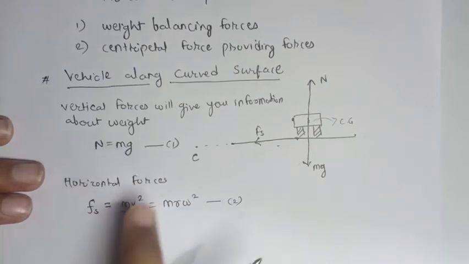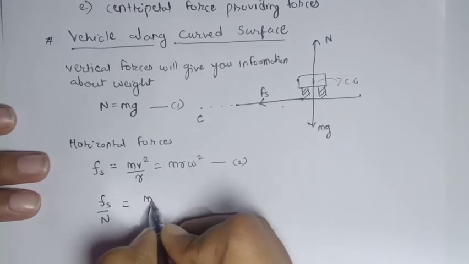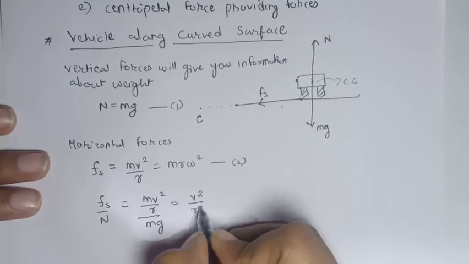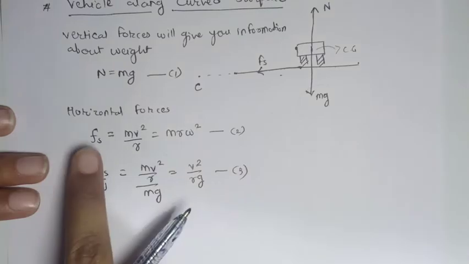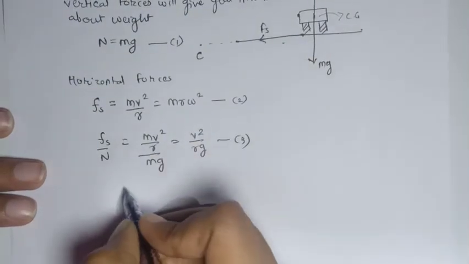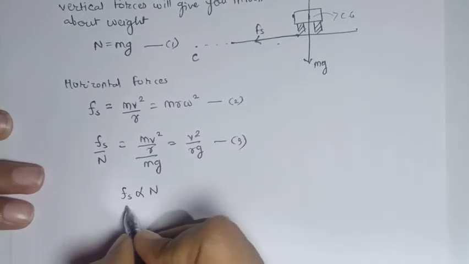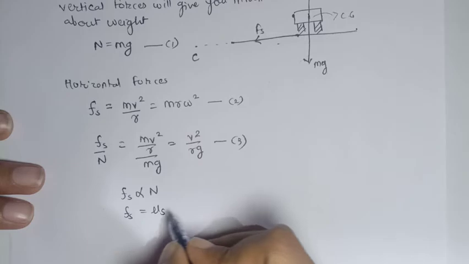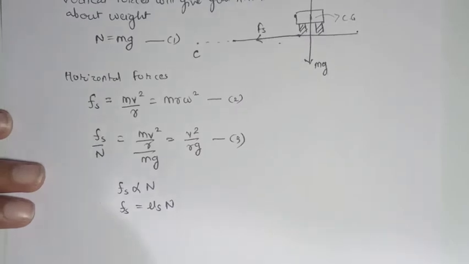Now what are you going to do? You are going to divide this by this. So you will get fs by N equals mv square by r divided by mg. So m and m will be cancelled, giving v square by rg. So this will be your 3rd equation. Okay. Now the frictional force depends upon the road. You know that frictional force is directly proportional to the normal, correct? When you replace the proportionality sign by some constant, you will get mu s. Here mu s is nothing but the coefficient of friction, which depends upon the material.